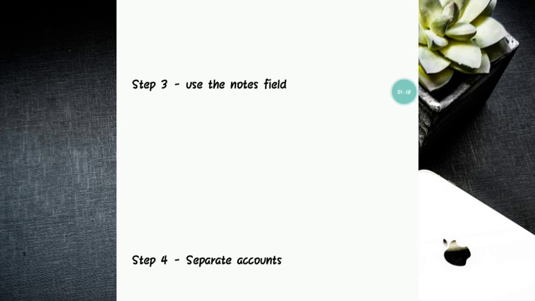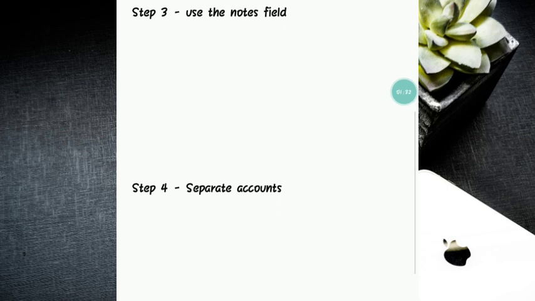The third option is to separate accounts if necessary. Now, if you manage very distinct businesses or departments, you could create a separate Wave account for each one, just to avoid mixing financial data. But use this only if the finances truly need to be kept separate.